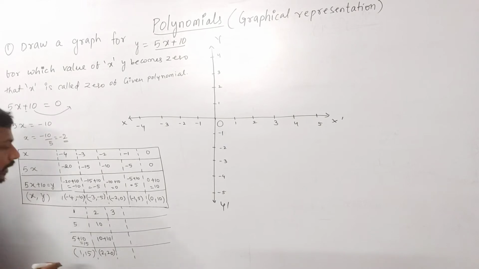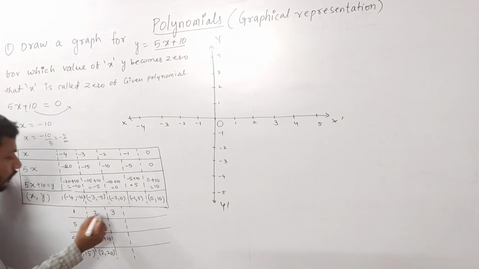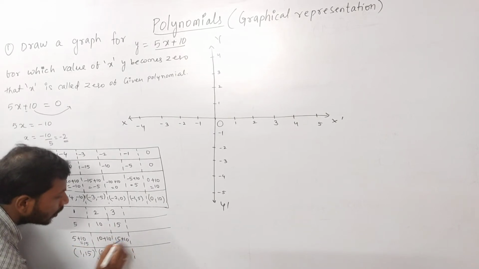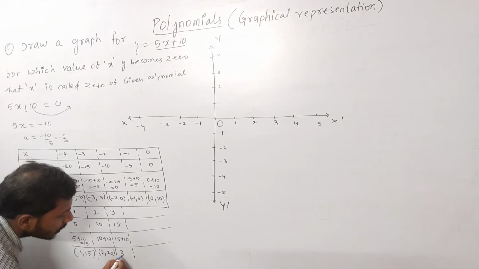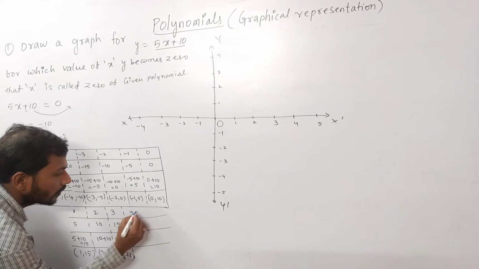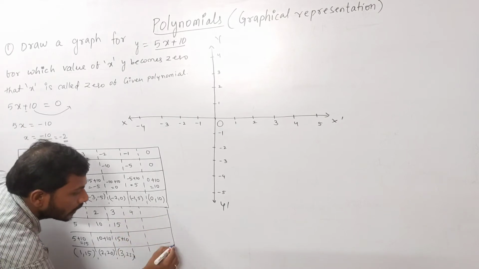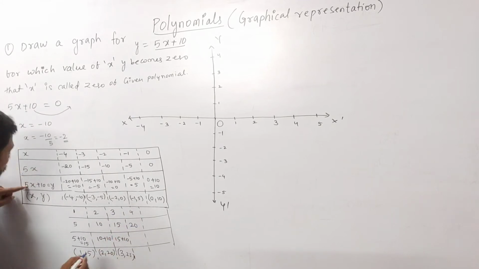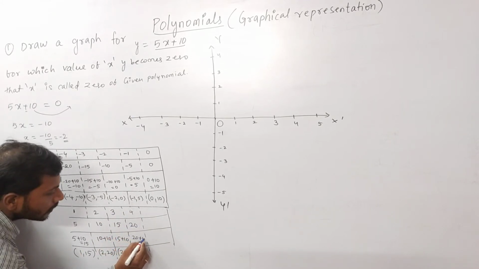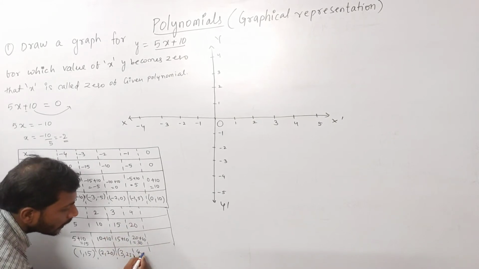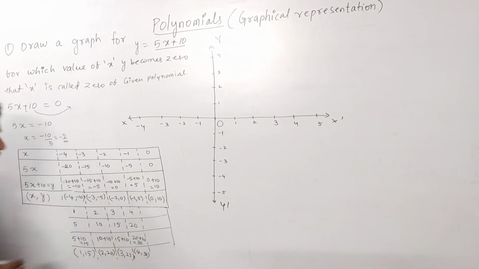I am going to take 3 here. 3 fives are 15, 15 plus 10 is 25. Then the answer is 3 comma 25, that is the coordinate. The last one I am going to take is 4. If I take 4, I get 4 into 5, 20. 20 plus 10 is equal to 30. Then if I take 4, I got 30. These are the coordinates you got.